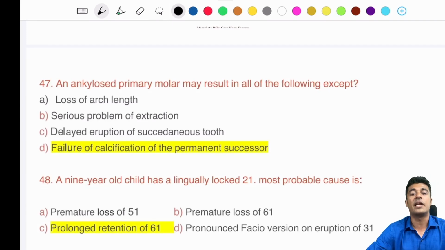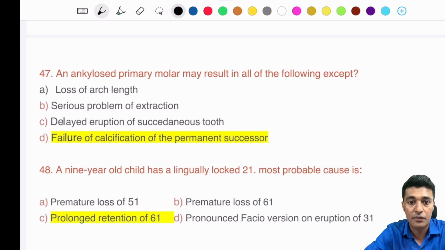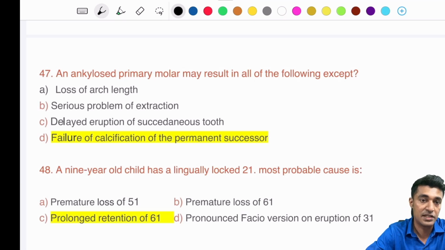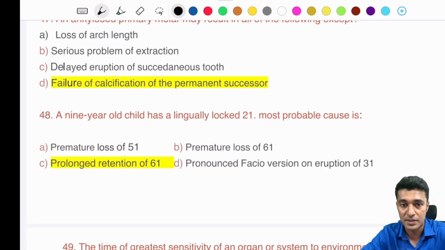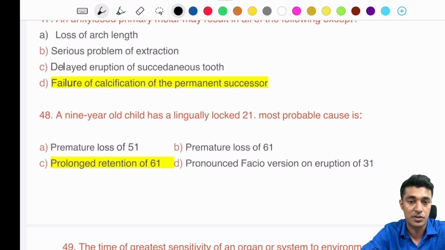An ankylosed primary molar may result in all of the following except failure of the calcification of the permanent successor. The ankylosed primary molar will be a serious problem for extraction. It can cause delayed eruption of the succedaneous tooth and can cause arch length loss. A 9-year-old child has a lingually locked tooth. The most probable cause is prolonged retention of its predecessor deciduous tooth, which is 6-1.